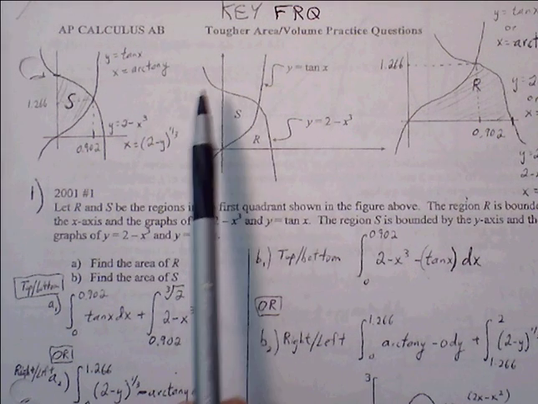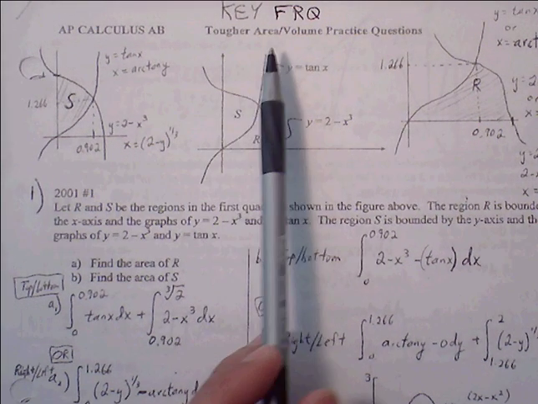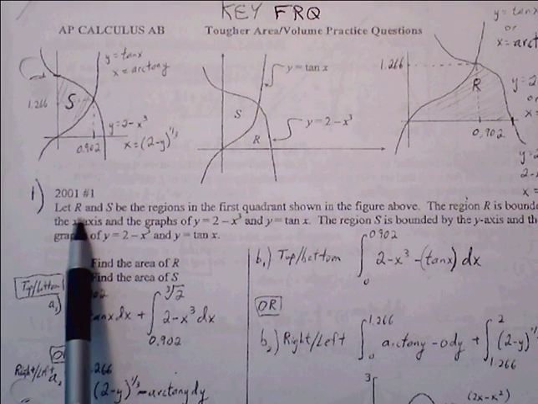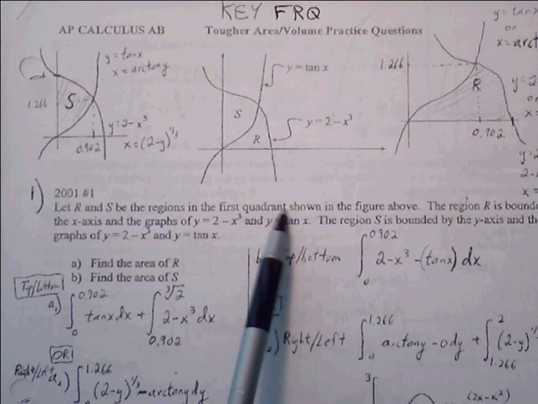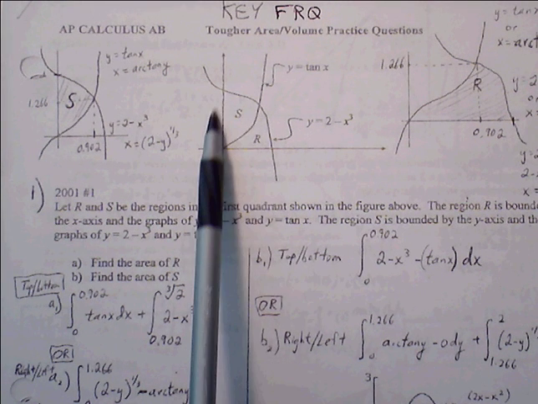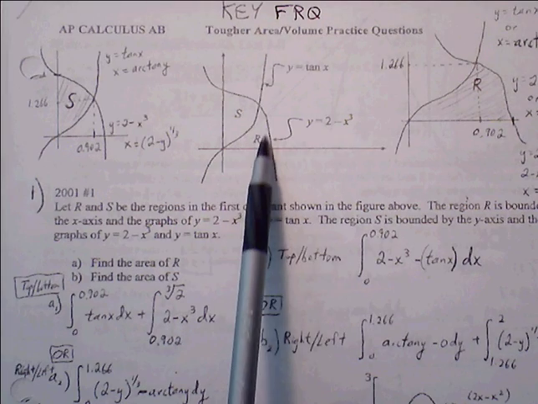We're looking at these FRQ area problems. So let's look at number 1 here. Let R and S be the region in the first quadrant shown in the figure. So we have region S here, and then we have region R.